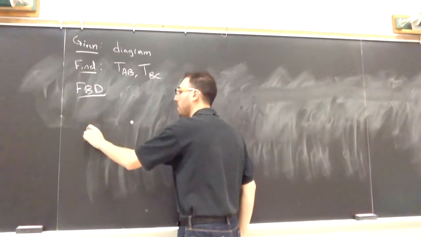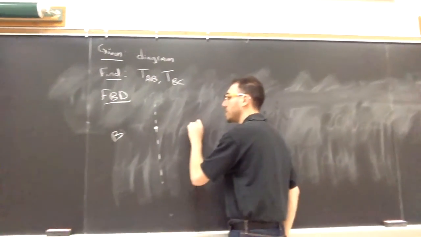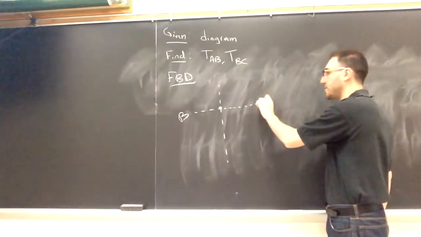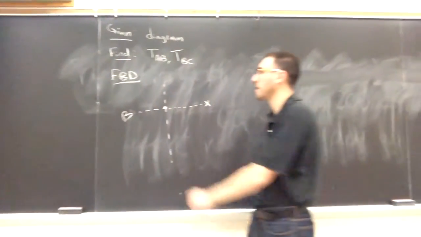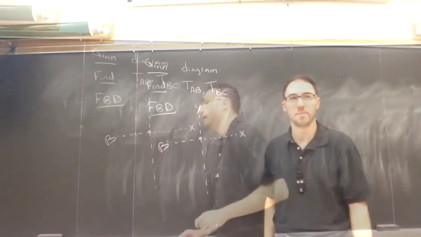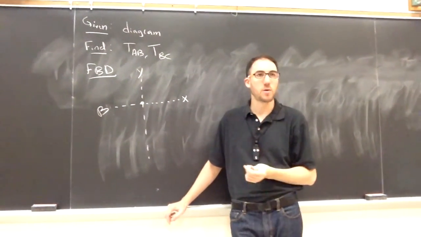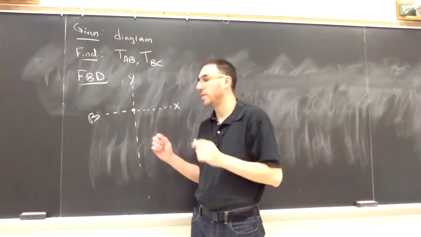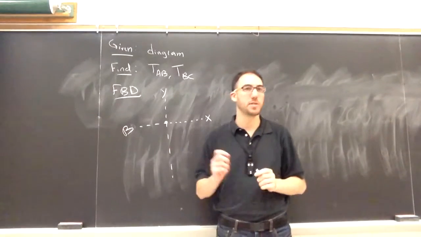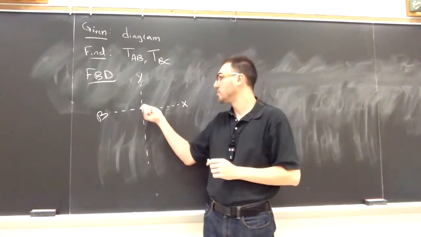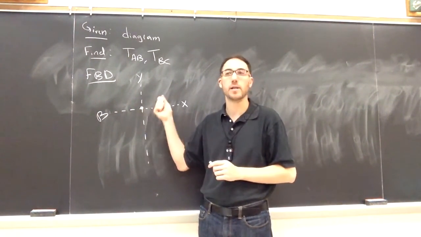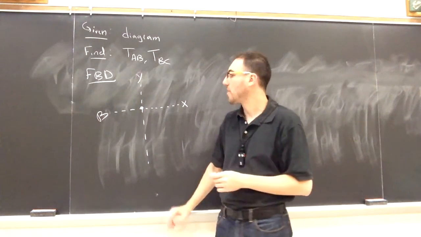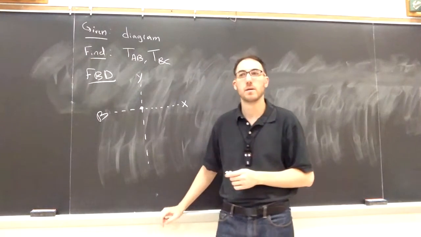So this is my point B. I want to establish a coordinate system here. I get to choose it, so I'm going to choose that x is positive right and y is positive up. Now I have to represent all of the forces that act on point B. So what are applying forces to B? We are drawing what happens to B. We're not drawing what B does to other things. So what is acting on B that we need to represent in our free body diagram?